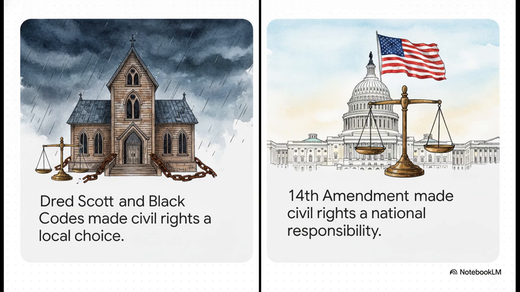And look at this before and after. The shift is just incredibly dramatic. In the before era, you had the Supreme Court's Dred Scott decision severely restricting citizenship. Meanwhile, Southern states moved with shocking speed right after the war to strictly control African Americans through oppressive black codes. Basically, civil rights were left as a local choice, which put millions at risk. But then, post-amendment, the after era begins. Protecting those civil rights? It was no longer a local option. It became a strict, non-negotiable national responsibility.